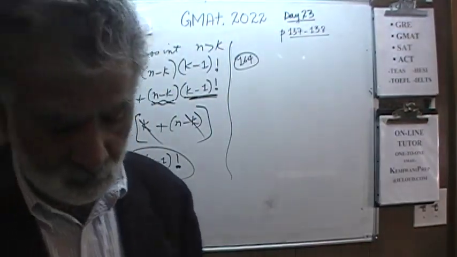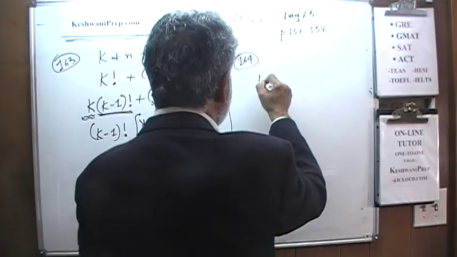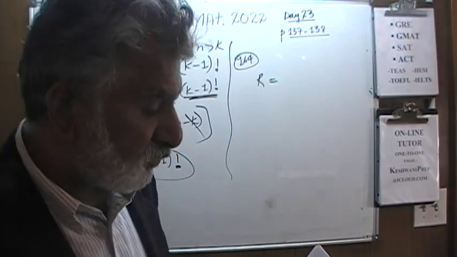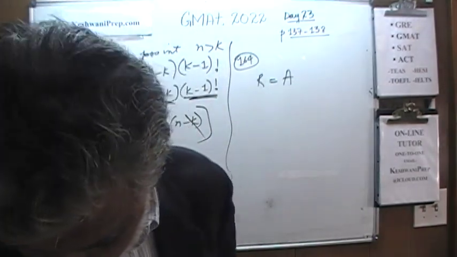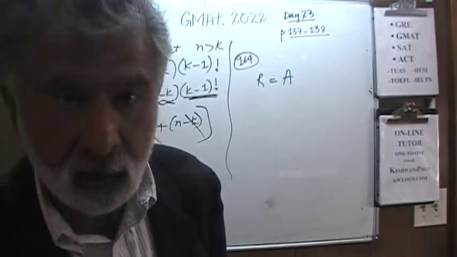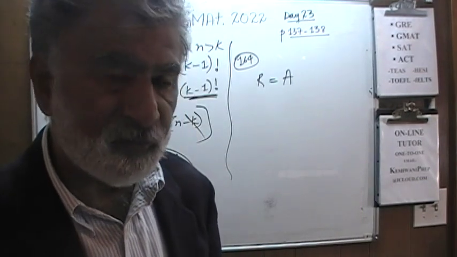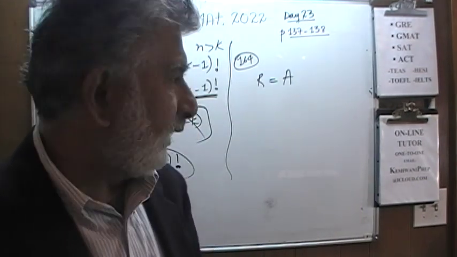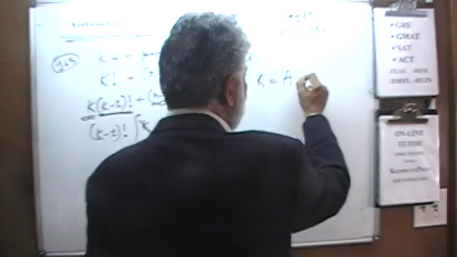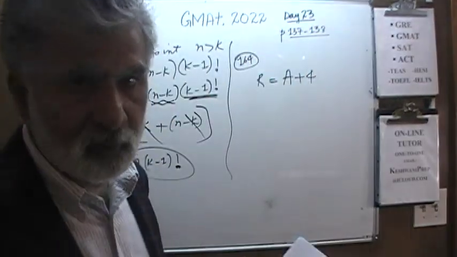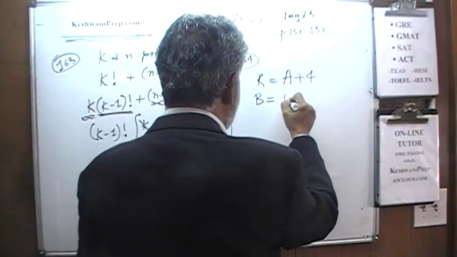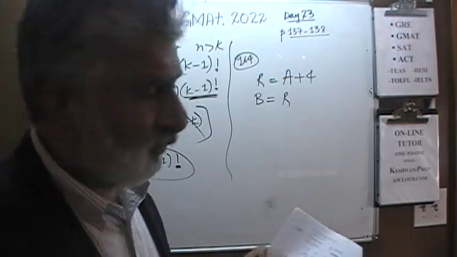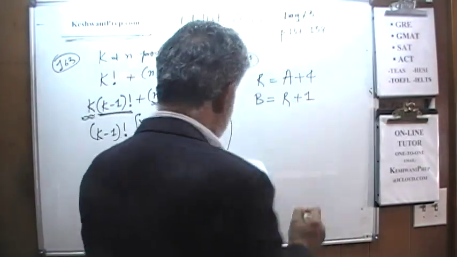In 164, we have three people. We're going to call them R, E, and B. We are told that R's height is 4 inches more than the height of E. Ron's height is 4 inches more than Emmy's height. Whatever Emmy's height is, if you were to add four more inches to it, we'll get Ron's height. Similarly, we are told that Barbara's height is 1 inch more than Ron. Whatever Ron's height is, if we were to add one more inch to it, we get Barbara's height.